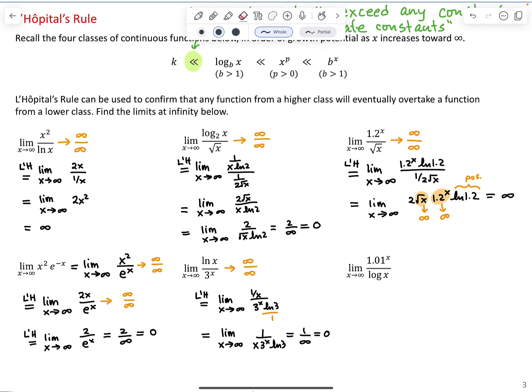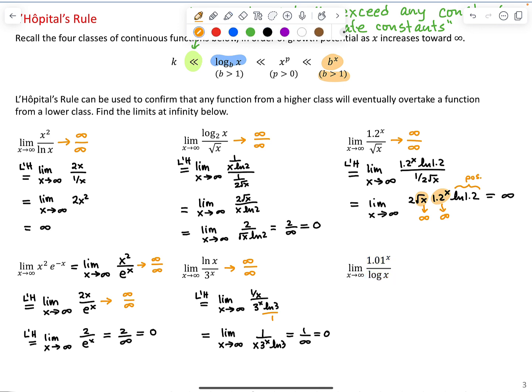And the last example on this page, we have in the numerator a growing exponential, but just barely because the base is barely more than 1. And this is being divided by log of x. Log of x has a base of 10. 10 is more than 1, so we have a growing logarithm. But the dominant function is in the numerator this time. So I expect the overall limit here to be infinity.